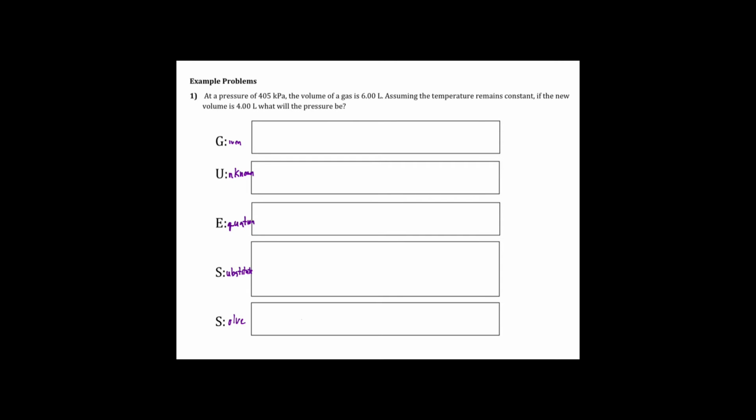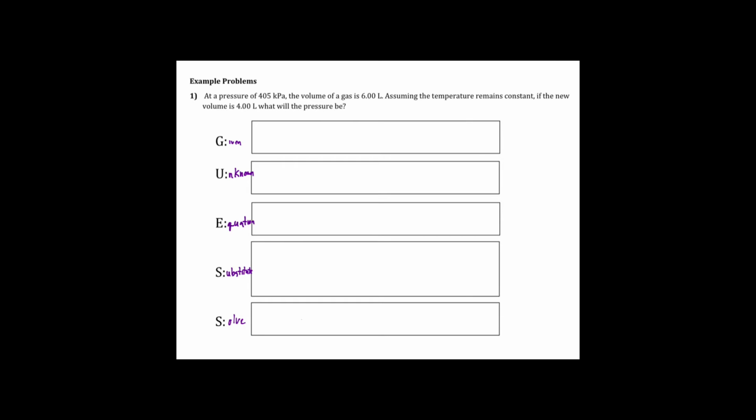What it stands for, the G stands for given, so what's given to you. The U stands for unknown. The E stands for equation. What equation are we using? The S stands for substitute. That's where we take our givens and we plug it into the equation. And then the last S is solve, where we then solve the problem.